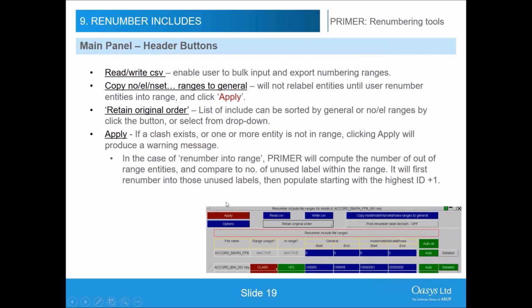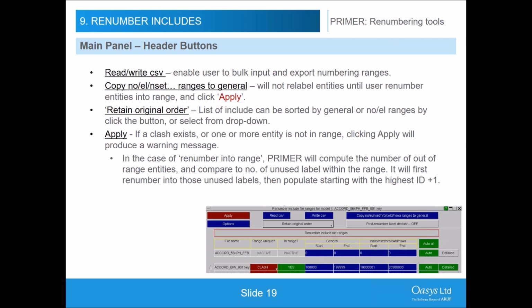If we go back to the main panel, you will see there are a couple of buttons at the top. You've got read and write CSV. That allows you to write out the existing numbering range. For example, if someone else worked on the numbering range, you can just get them to write that out, and you can read that in straight away, and Primer will detect that.